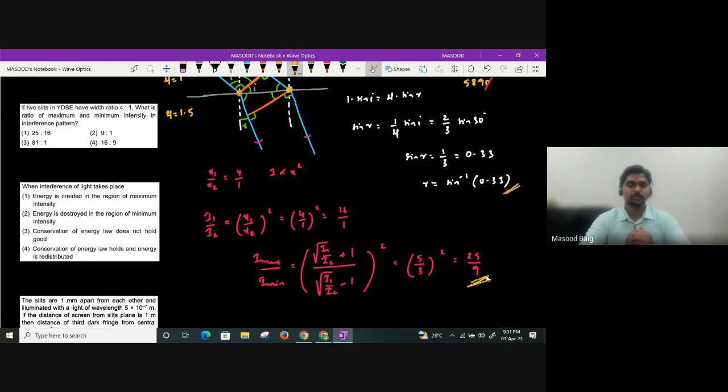If two slits in Young's double slit experiment have widths in the ratio 4:1, what is the ratio of maximum to minimum intensity in the interference pattern? X1 by X2 is 4:1. Okay. If I take direct proportionality, again, intensity is basically proportional to diameter square, guys, or maybe directly proportional to width again. So if I take 4:1, what will I get? 3 by 1. 9:1 option is there. 25:9 I'm getting.